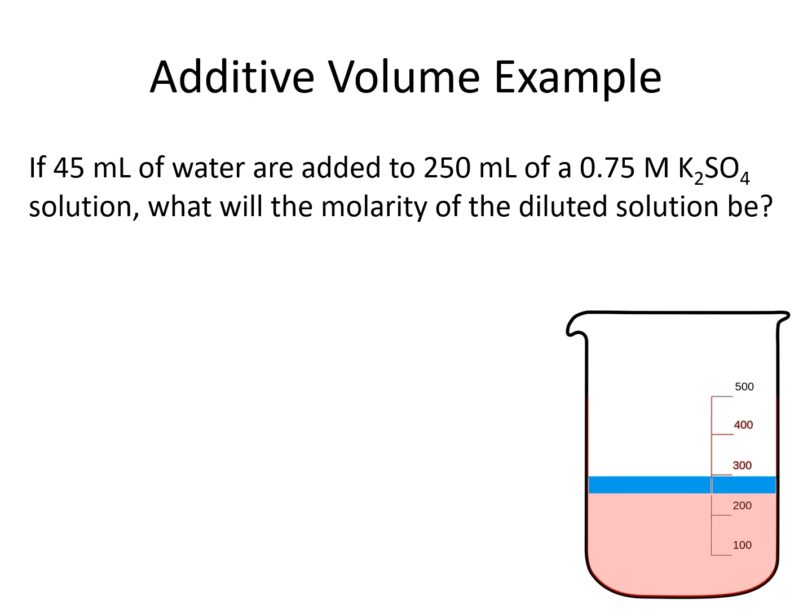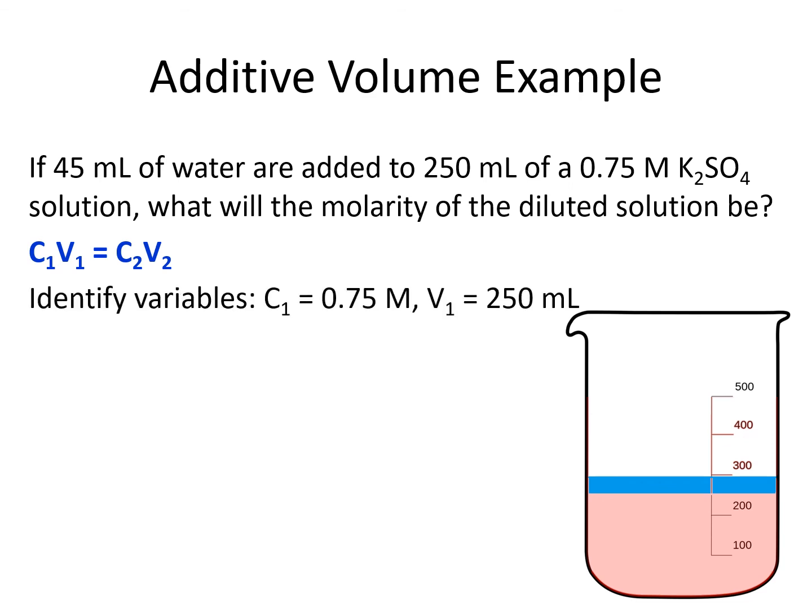We have 45 milliliters of water being added to a solution. The solution that's already there is 250 milliliters of a 0.75 molar solution. We're still using our equation C1V1 equals C2V2, but we have to be very careful about what we're putting in as that V2.